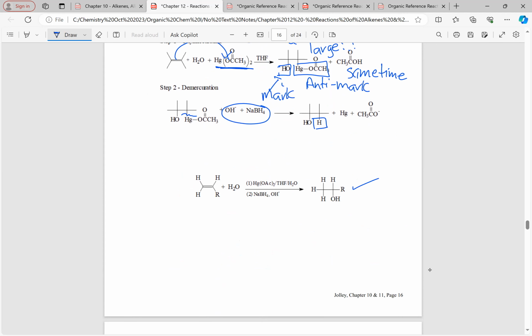Okay. All right. So we're just going to do an example here. I'm going to do my favorite one. Seems like the one I always do. Okay. So the first step is we're going to put the mercury on.